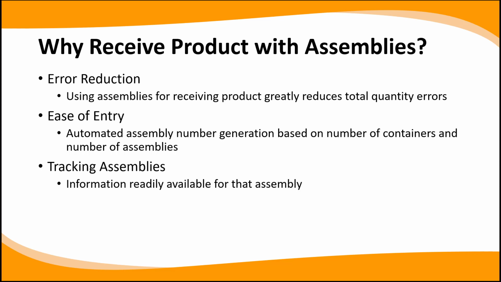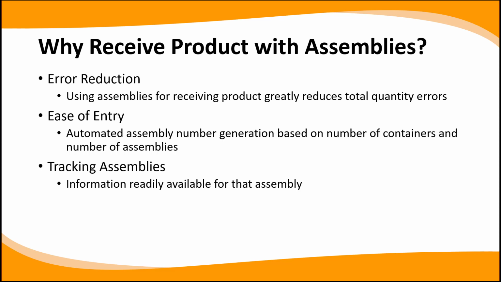The first reason is error reduction. By receiving product with assemblies, we can greatly reduce the total quantity errors. The total quantity of the product will be summed by the software based on the number of assemblies, containers per assembly, and quantity by container.